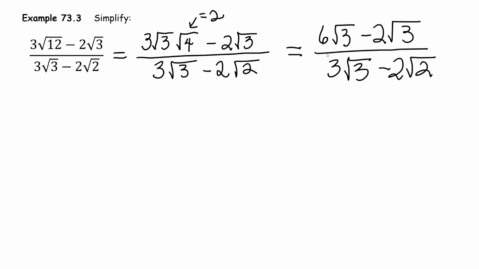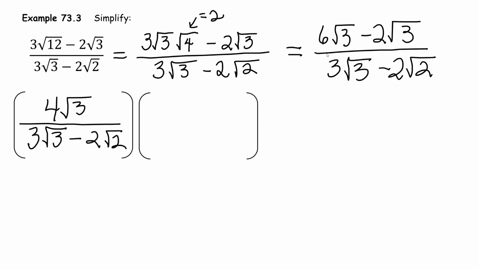And now I can just add 6 square root of 3 minus 2 square root of 3, and I'll have 4 square root of 3 in the numerator. So that's a lot simpler than having that binomial up there. Now I can multiply the numerator and denominator by the conjugate of the denominator, which would be 3 square root of 3 plus 2 square root of 2.